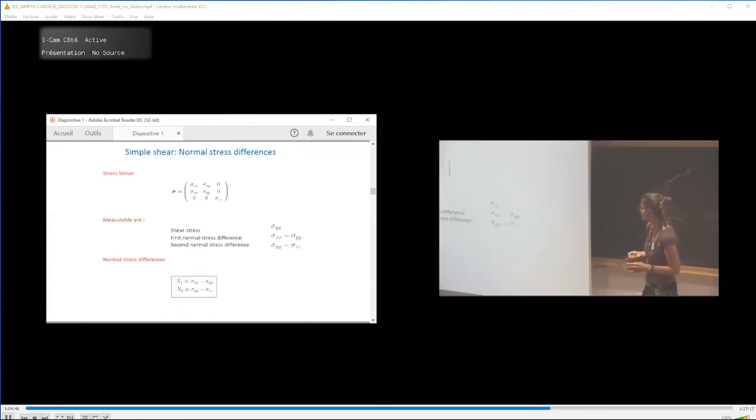Okay, so let's move to normal stress differences. Normal stress differences are actually much more difficult to handle and to understand than shear stresses. As we already said, first of all, it starts with the fact that you can only measure them if you have differences, and also under certain conditions.